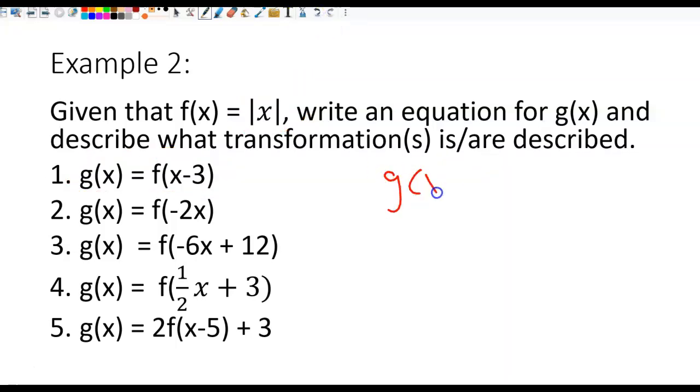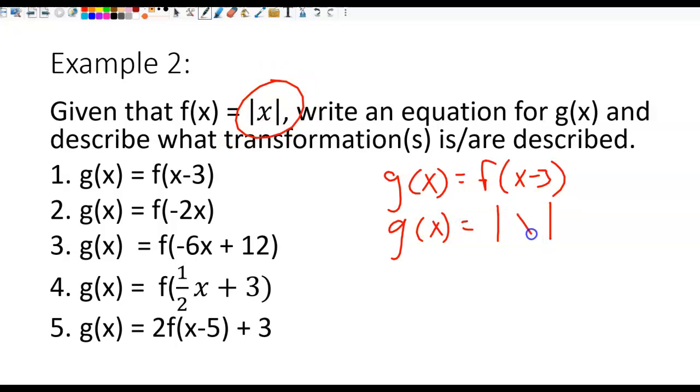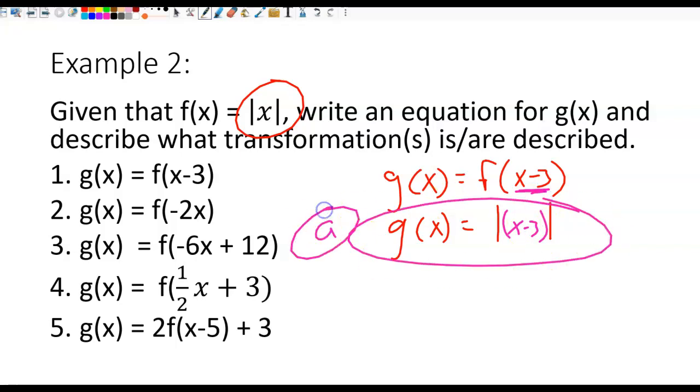So I start by writing the problem. Then I replace the f of x with what f of x equals. That's the absolute value of x. But instead of x, since I have stuff in the parentheses, I replace the x with parentheses. And what goes in the parentheses is what's in the parentheses up here. Okay, so my final equation here would be that. That's the answer to part A.